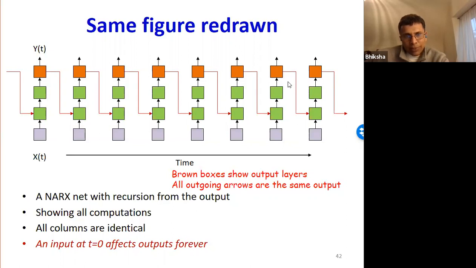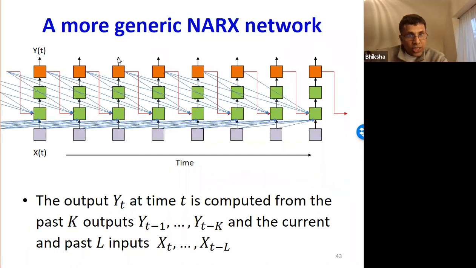Now, this example is a one-tap NARX network where the output at any time depends only on the current input and the output at the immediate previous time. But you can generalize this. You can say that the output at any time depends on several past outputs and several past inputs. So you can say that y_t is a function of x_t through x_{t-l} and y_{t-1} through y_{t-k}. So this is a more generic version of the NARX network.